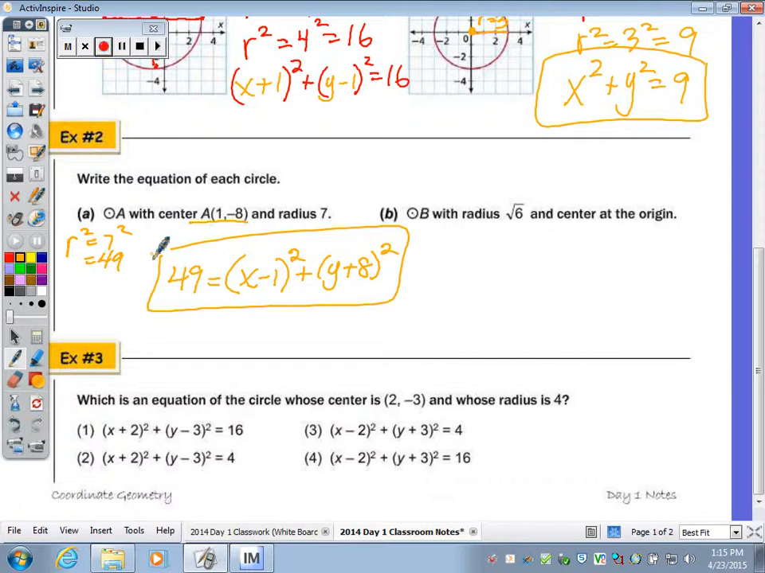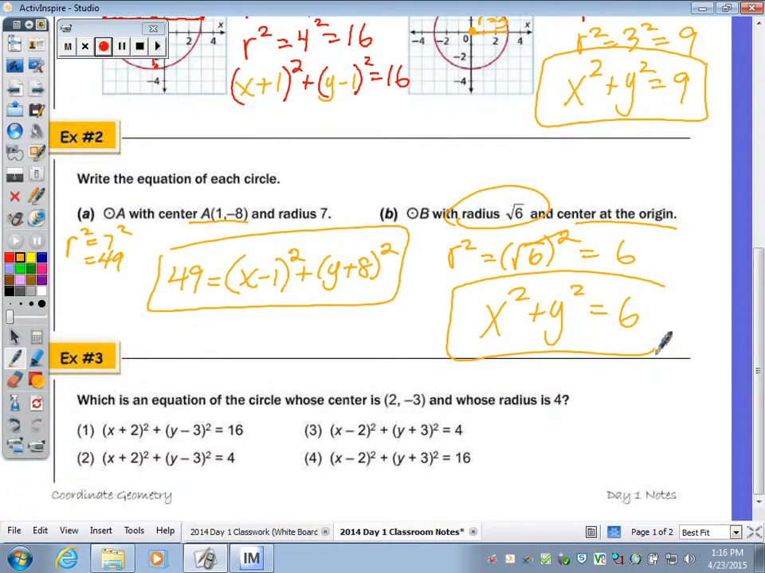Now in part B, when I square the radius, r squared is radical 6 squared. And recall that taking the square root and squaring, those are inverse operations, so they cancel out. We end up with 6. So again, center at the origin, x squared plus y squared equals r squared, which is 6.